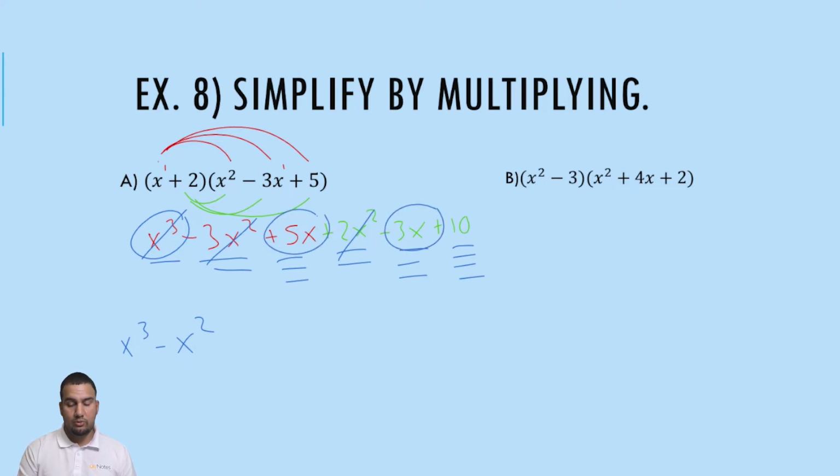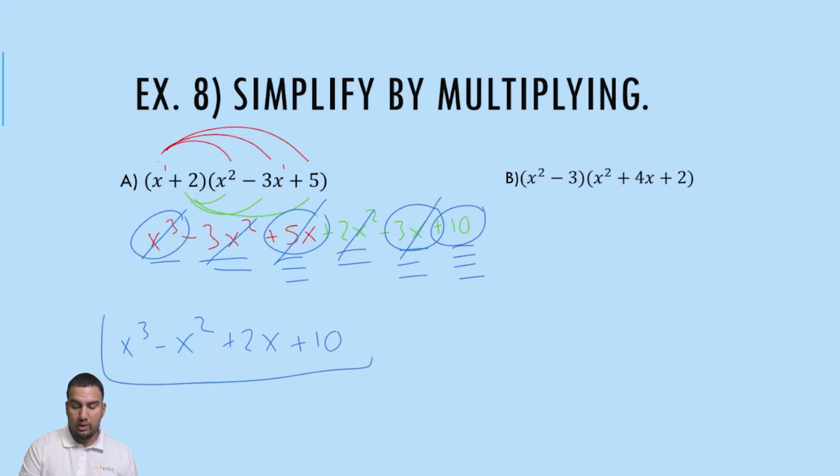That's simple. 5 minus 3 is 2. 5 is bigger, so it's going to be 2x. And the last number that I have is a 10 that's by itself, and it's going to drop down because there's nothing to combine it with. And that's how I work with that polynomial.